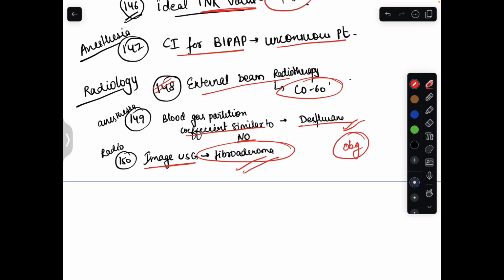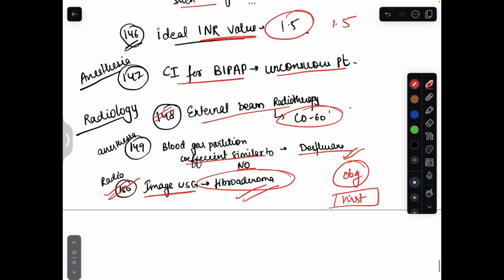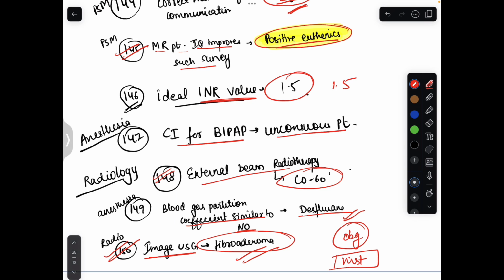And one image of ultrasound was given, and in that also fibroadenoma is there. But in OBS gyno also the fibroadenoma histopath image was given. For that also fibroadenoma is the answer. So these were two questions.